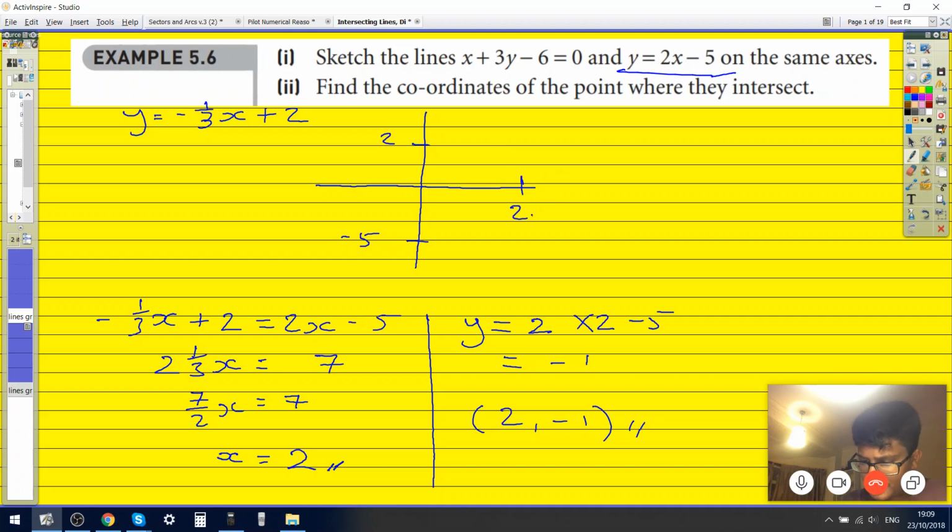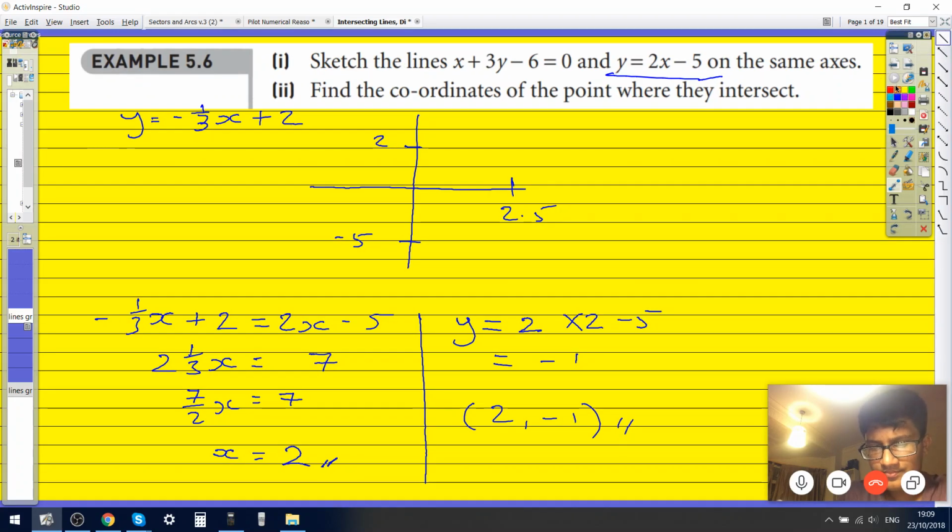So the coordinates here would be 2.5, 0. So you can kind of mark some average, like where you'd guess the points to be. So yeah, you only need 2 for a straight line. And we got the 2 intercepts. So that one is minus 5 on the y, 2.5 on the x. And so we can join those up. Yeah.